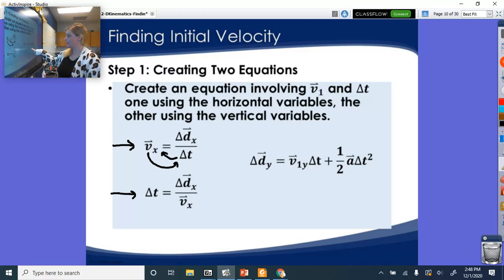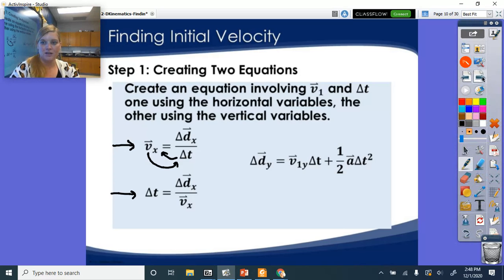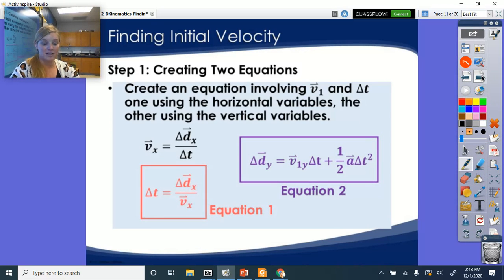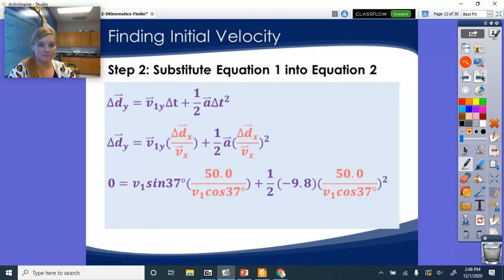And then over on the other side, I just have my standard equation where my displacement equals my velocity times time plus 1/2 at squared. So we have an equation 1 and equation 2. And they're going to keep these color codings pretty much throughout the example to help you follow along with what's going on. So we're going to substitute pieces in.